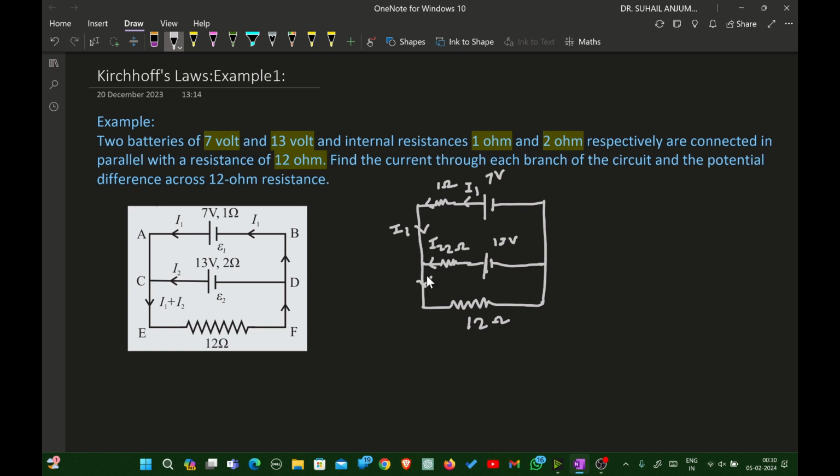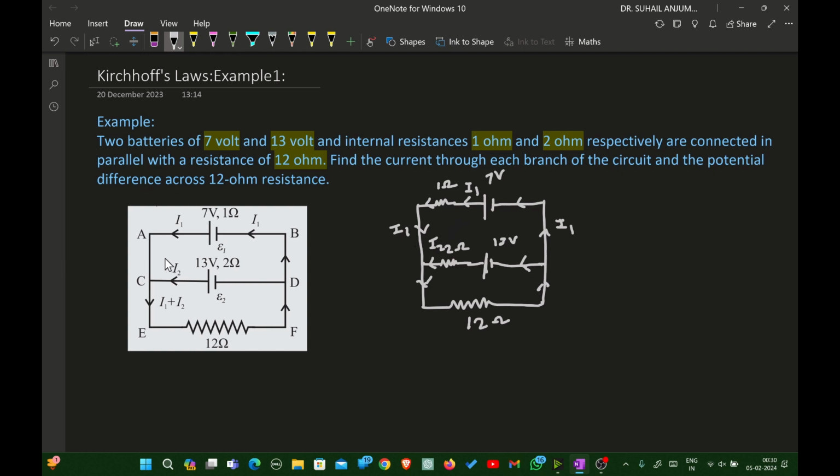And here the two currents will be added, and again it will come here. Then I2 will flow from here to here, and this I1 current will flow back through the 7 volt battery. So this current I1 will flow like this, then the current I2 will be added here, and again at this point they will get separated. I1 will go to this 7 volt battery, and I2 will come back again to the 13 volt battery. Since the internal resistances of these batteries are given, we have to just consider these resistances in series with those batteries.